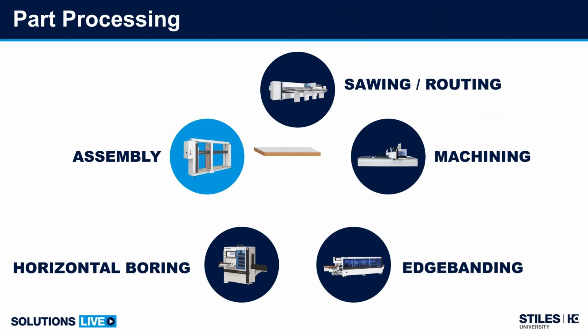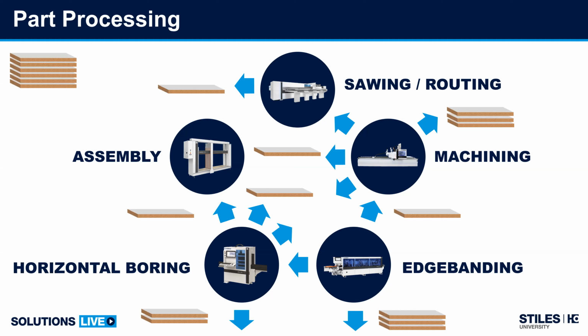But what happens oftentimes? We get this, right? Everything gets scattered. We get parts everywhere. We get stacks of material everywhere. We end up turning around and having to reprocess stuff because we've lost track of what's going on. Oftentimes it's because we've pushed too much material or too many parts through the saw or through the router.